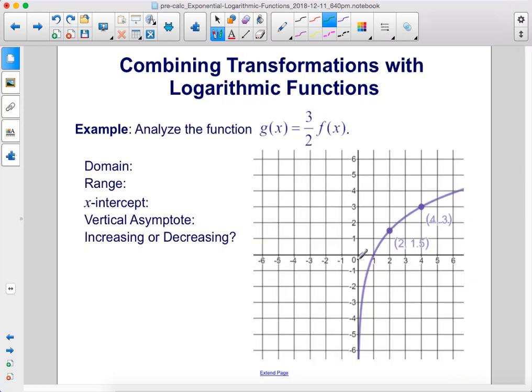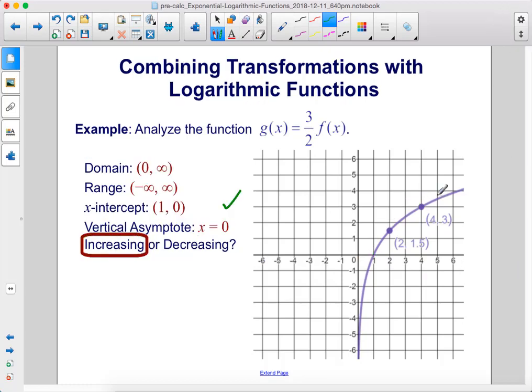Analyze the function. So here we have our function. The domain is from 0 to positive infinity, not including 0 since that is our vertical asymptote right there. The range is all real numbers, so from negative infinity to positive infinity. The x-intercept is right there at (1, 0). And it's increasing, since from left to right, it's going uphill.